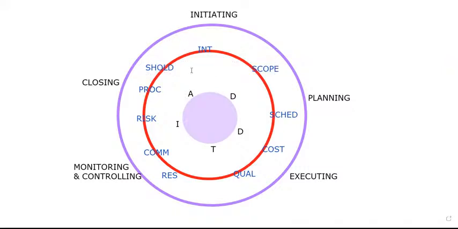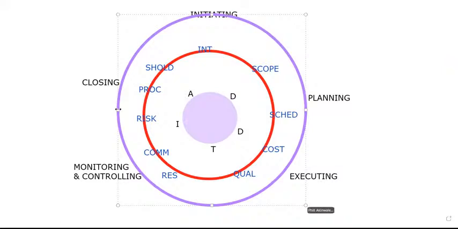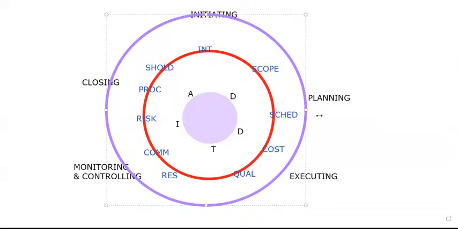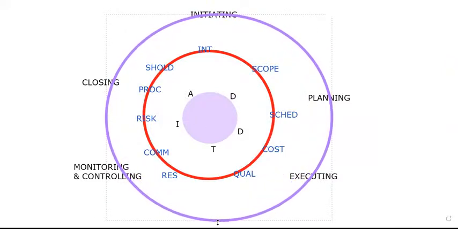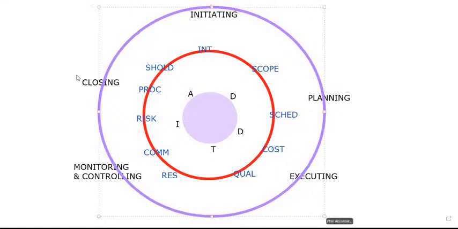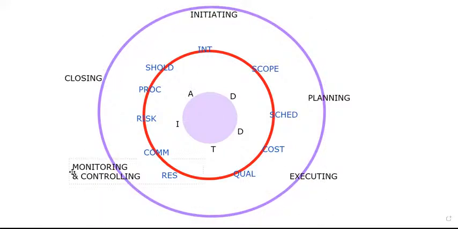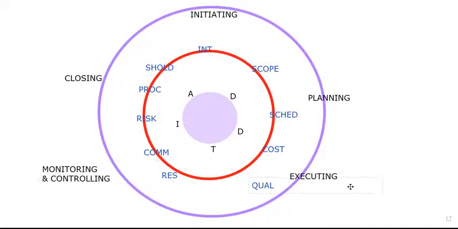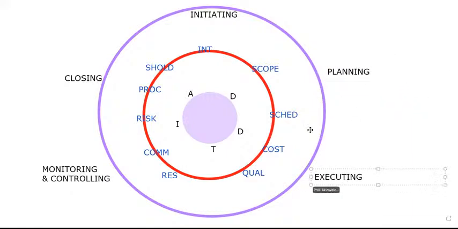So, as a student of this exam, your question to yourself always needs to be, where am I? Where am I? Where am I? Where am I in the grand scheme? Where am I as far as these process groups are concerned? And where am I as far as these areas of knowledge are concerned? And then when you've got a better answer as far as where you are, you can then answer the question, what do I do next?